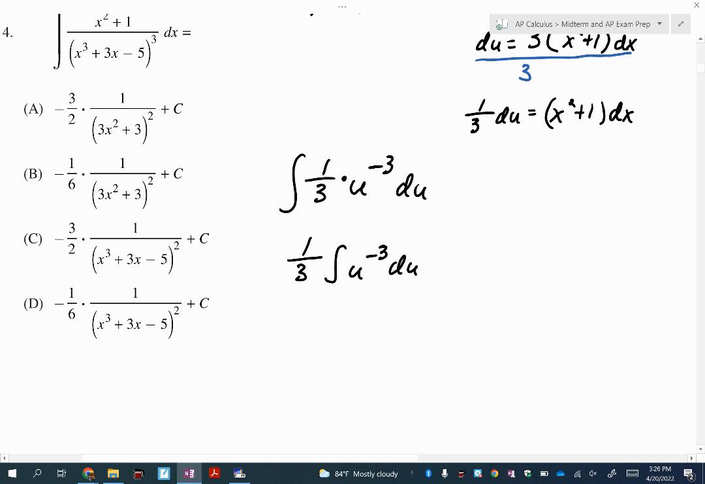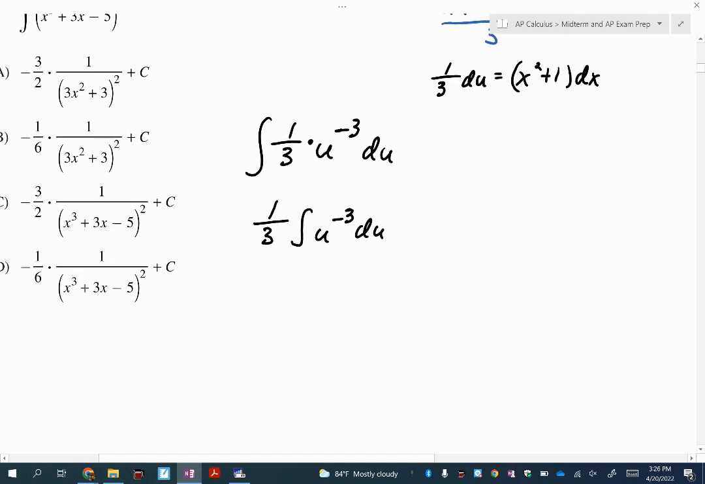Okay. Let's see if we can find the antiderivative of u to the negative third power. Do you remember what to do with that power when you go antiderivative? You add 1, okay? Because remember when we take the derivative, we subtract 1, so now we're adding 1. So it's -3 plus 1, -2. If I took the derivative right now, where would that -2 go? It goes in the front.